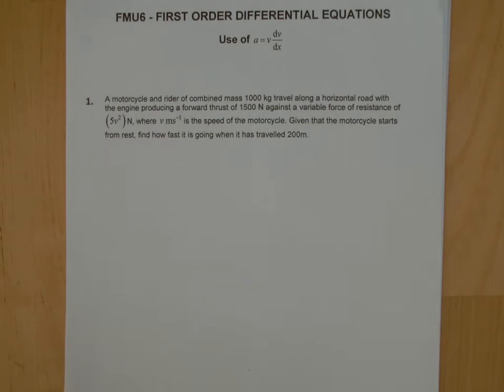Okay, a motorcycle and rider of combined mass 1,000 kilograms travel along a horizontal road with the engine producing a forward thrust of 1,500 newtons against a variable force of resistance of 5v squared. Given that the motorcycle starts from rest, find how fast it is going when it's travelled 200 meters.